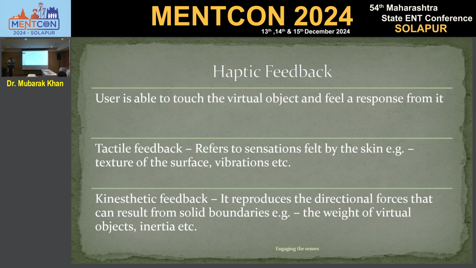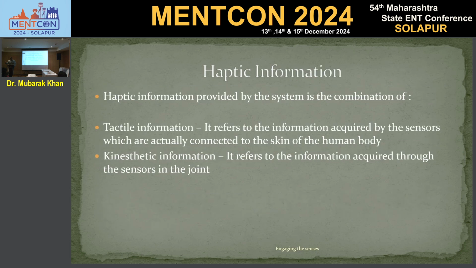What is haptic feedback? The user is able to touch the virtual object and feel a response from it. Tactile feedback refers to the sensation felt by the skin, for example, texture of the surface, vibration, etc. What is kinesthetic feedback? It reproduces the directional forces that can result from solid boundaries, the weight of the virtual objects, and the inertias.